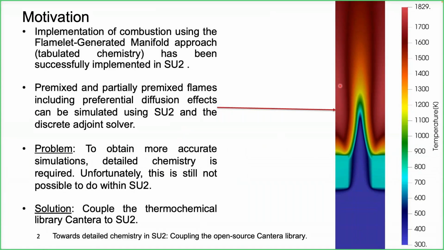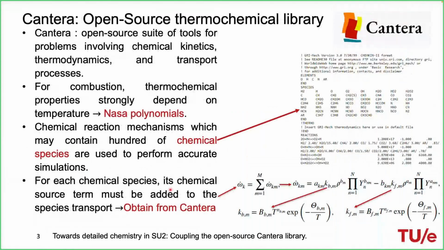By the way, this is what we can already do in SU2 using the FGM with preferential diffusion terms. So what is Cantera? Well, Cantera is an open source tool for problems which involve chemical kinetics and thermodynamics and transport processes.